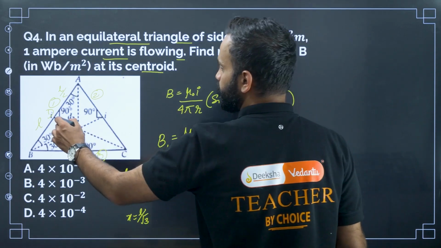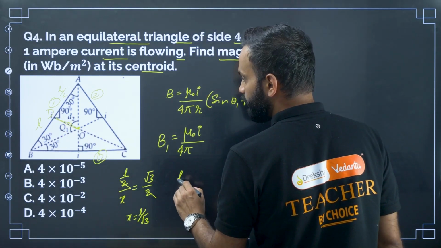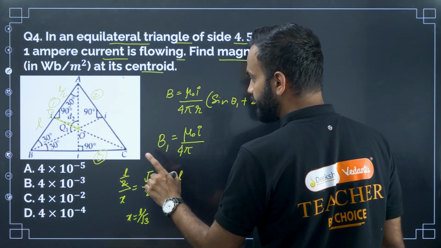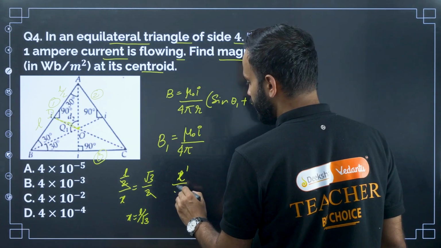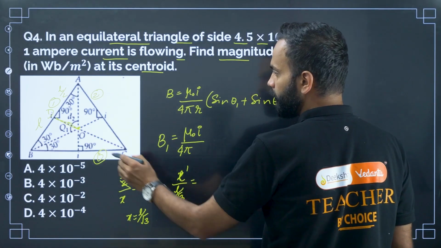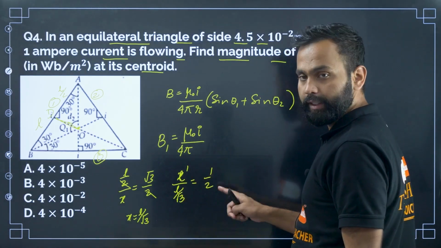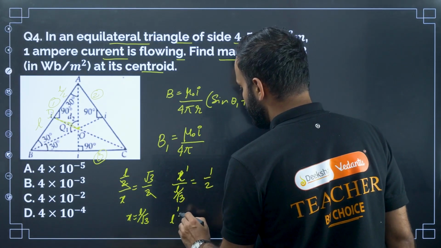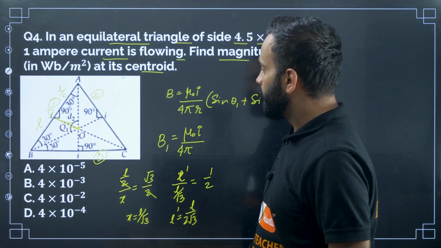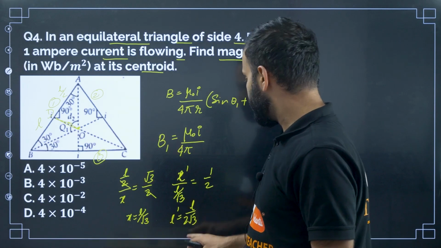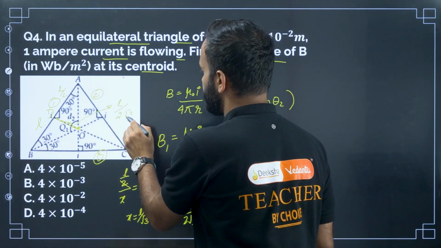Here the angle is 60 degree. So now L by root 3 is x. Now x dash divided by L divided by root 3 is equal to cos 60 degree, that is 1 by 2. Now L dash is equal to L divided by 2 into root 3. So this distance is L divided by 2 into root 3.